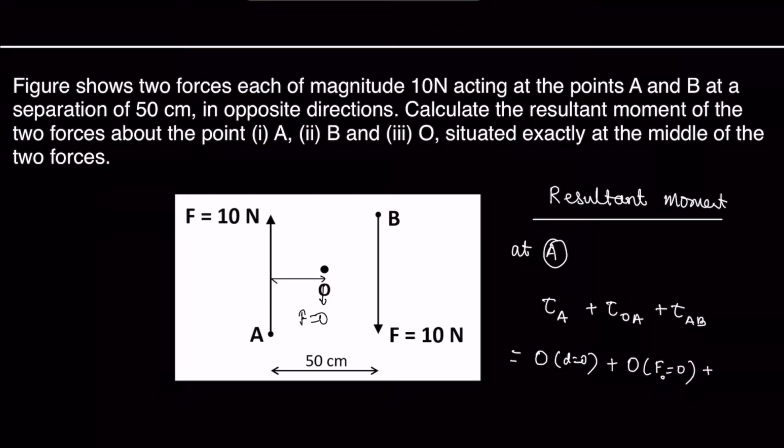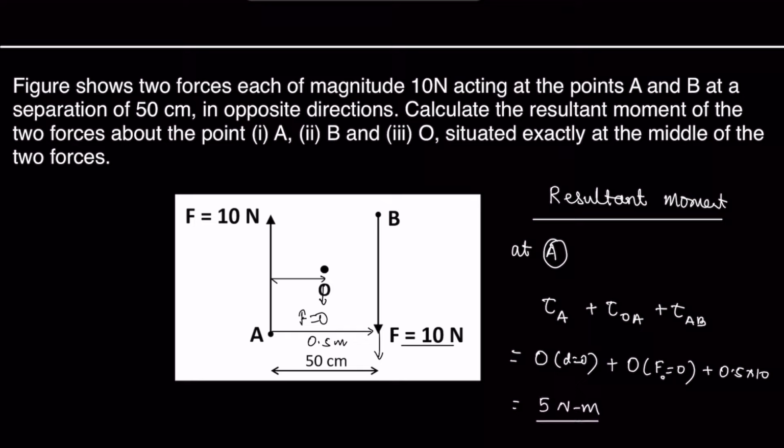What about the moment of force at AB? So at AB, this is the distance, which is 50 centimeter. We can write it as 0.5 meter. And force is 10 Newton. So we can write it as 0.5 into 10. So in total it is 5 Newton meter. So this is the answer for the point A.